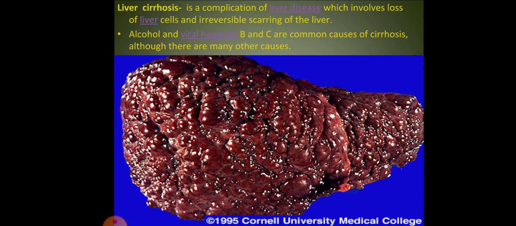Next is liver cirrhosis. It is a complication of liver disease which involves loss of liver cells and irreversible scarring of the liver. Alcohol and viral hepatitis B and C are common causes of cirrhosis, although there are many other causes of this.